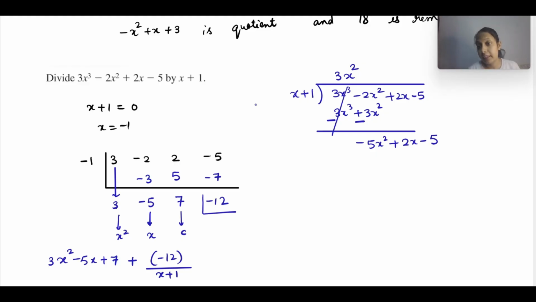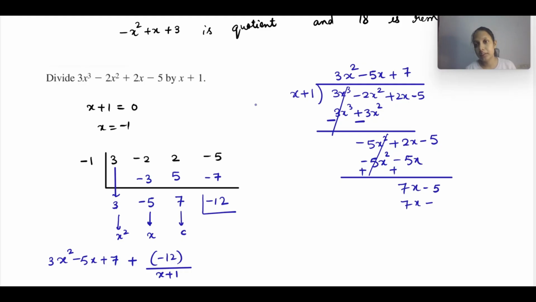Now x and negative 5x square, so I will multiply by negative 5x. Negative 5x multiplied by x, negative 5x square. Negative 5x into 1, negative 5x. Then change the signs, it's cancelled. 7x minus 5. Now only use the 7, it's 7x plus 7. Change the sign, it cancels. And you got negative 12 only.